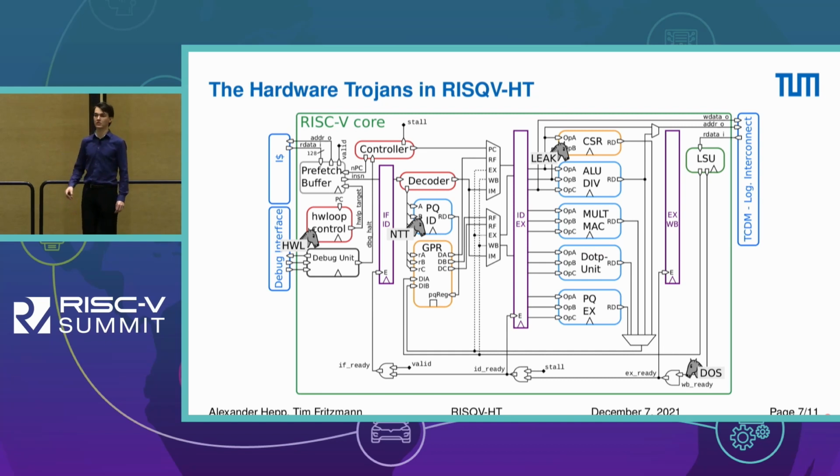A hardware loop controller is basically enabling you to do software loops in hardware, skipping the requirement of a loop control variable, skipping the requirement of pipeline stalls for jumping. This is what was in the device already. And I managed to introduce a hardware Trojan there to break loops early. And this is what we want to look at next.